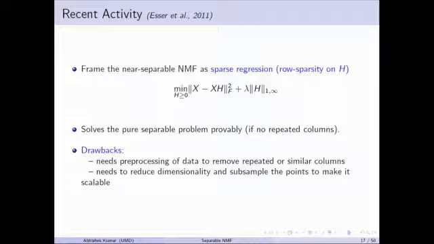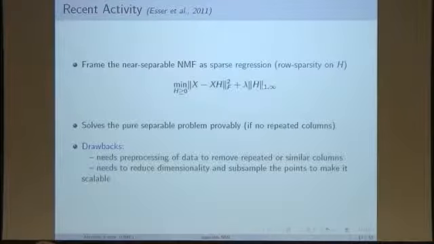Now if we have a pure separable problem, it can be shown that this kind of optimization problem can recover all the anchor columns of X, if there are no repeated columns in X. There are some drawbacks of this method. One is that if there are repeated or similar columns, then this method will fail and will not recover all the anchor columns. Another drawback is that it's not very scalable, so we have to reduce the dimensionality of the data and subsample the points to make it scalable.